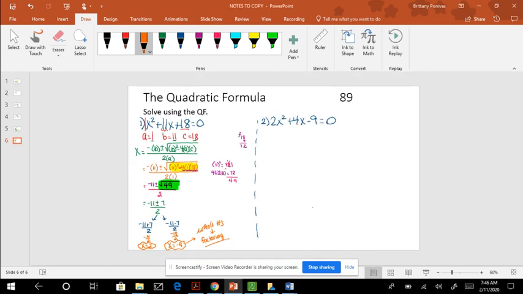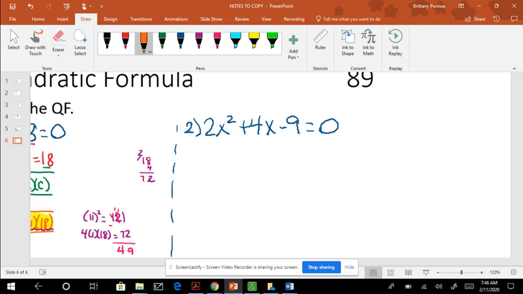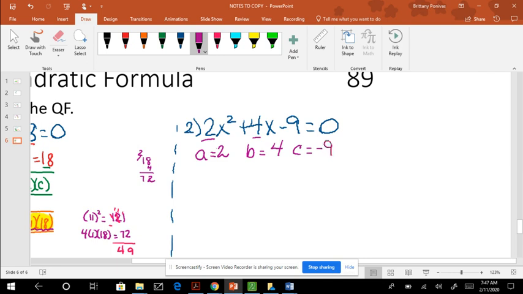Doing example number 2 on page 89, we're going to do it the same way as we did number 1 with the quadratic formula. So you need to make sure it's set equal to 0, which in this case it is. So you state your a value, which is the number in front of x squared. So in this case it's 2. B is the number in front of x, which is 4. And c is the number at the end, or the constant, which is -9.